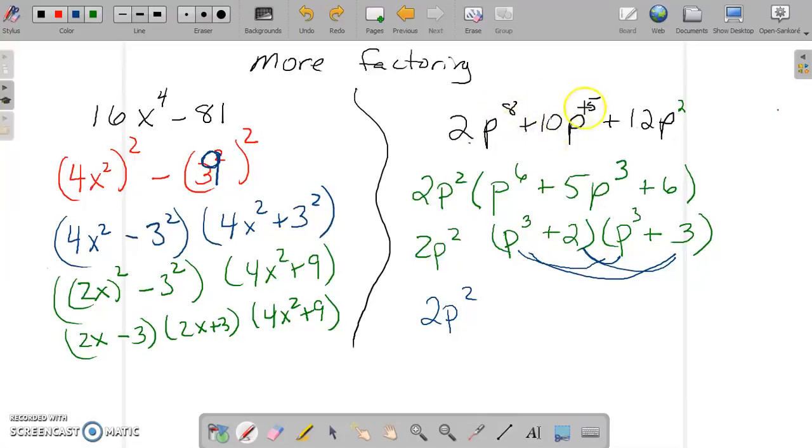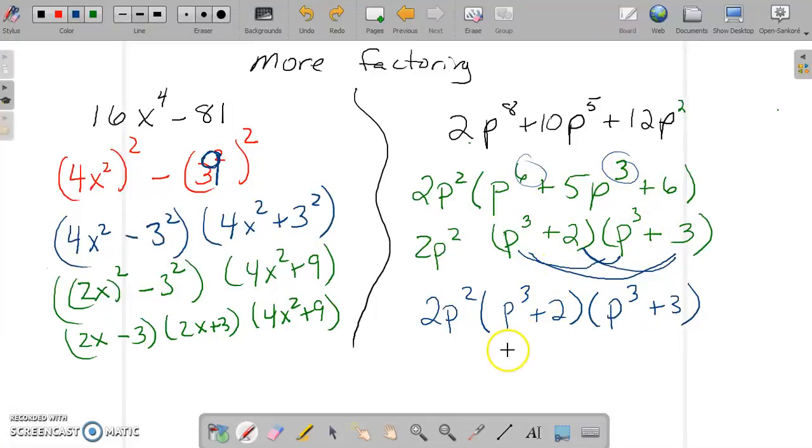So this is 2p to the 8th plus 10p to the 5th plus 12p squared. This is that polynomial factored. So don't think that you're necessarily done. If you have a situation where you've got a trinomial and this number happens to be half of that number, the exponents, you possibly can factor that thing, okay? So give it a try and see what you can come up with.